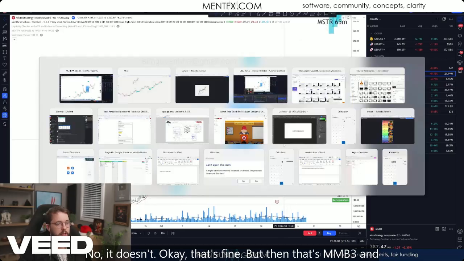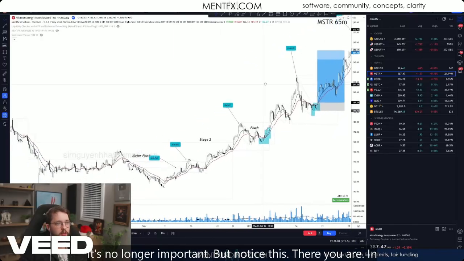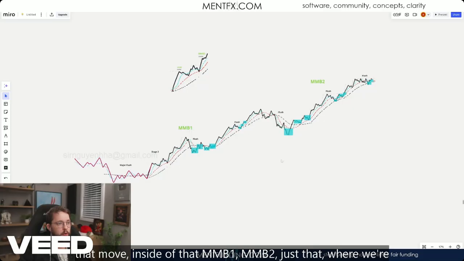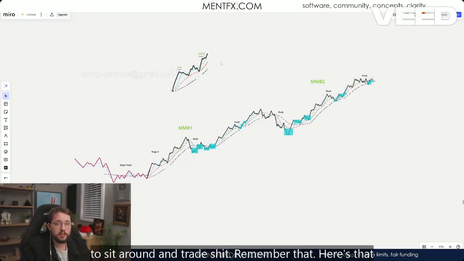Okay, that's fine, but then that's MMB3 and it's no longer important. But notice this. There you are. In that move, inside of that MMB1, MMB2, just that, where we're expecting an entry cycle to be playing out, and it needs to be playing out well because we're looking for good moves. Because remember, we are here to know what the constant operator is doing, which means we're looking for assets, looking for tradable things that are meeting clear moves, that are doing this cleanly. There's no reason to sit around and trade poor setups. Remember that.